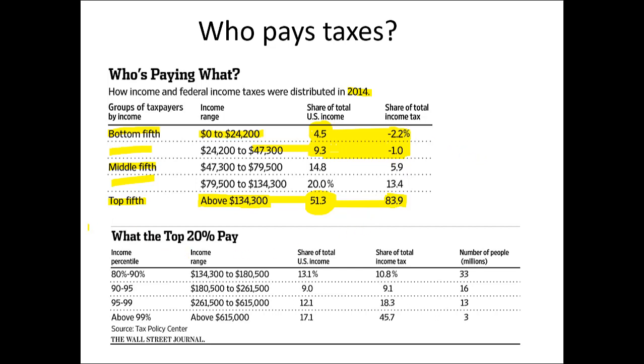Okay. Zoom in here on the top 20% of taxpayers and take a closer look at what they in particular are paying. So we can look at the 80 to 90% income percentile, so 90 to 95, 99, and then above 99.